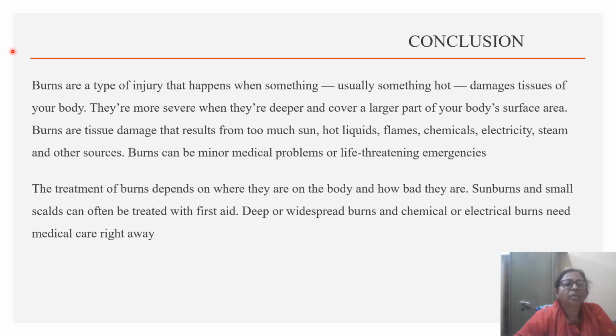So burns are tissue damage that results from too much sun, hot liquids, flames, chemicals, electricity, steam and other sources. Burns can be minor medical problems or life-threatening emergencies.